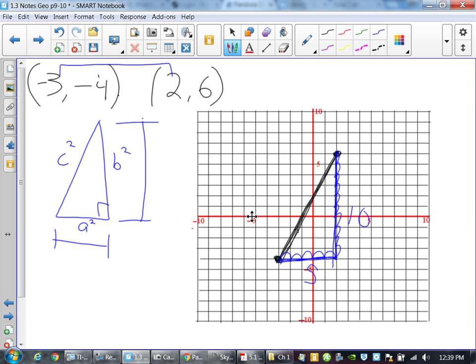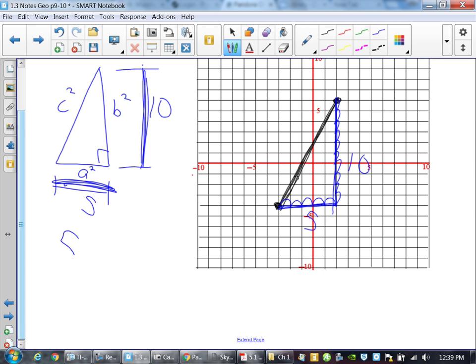So what I'm getting to here is knowing that this distance here is 5 and this distance here is 10, I could then basically utilize the Pythagorean theorem to find out the hypotenuse squared.